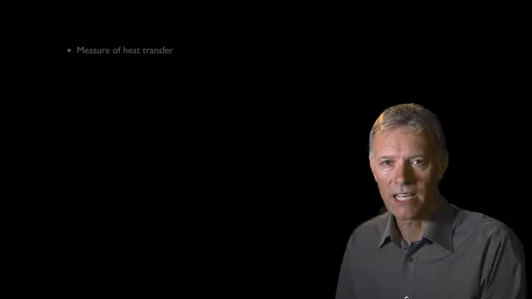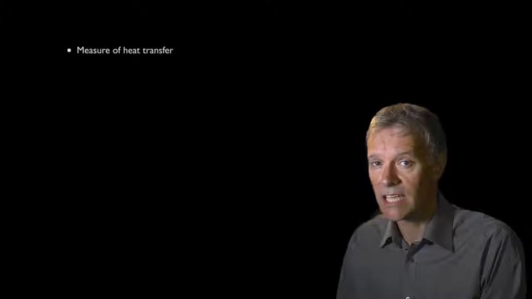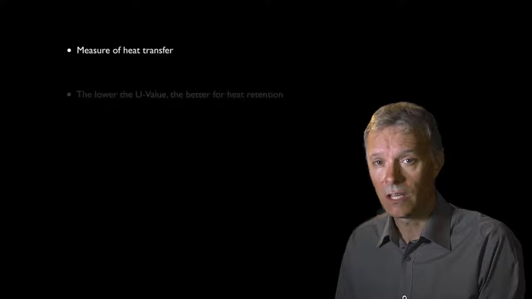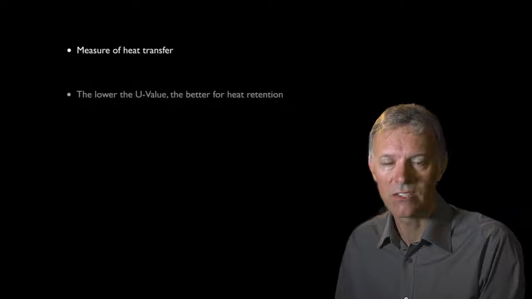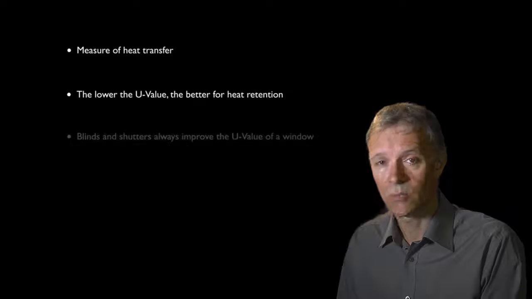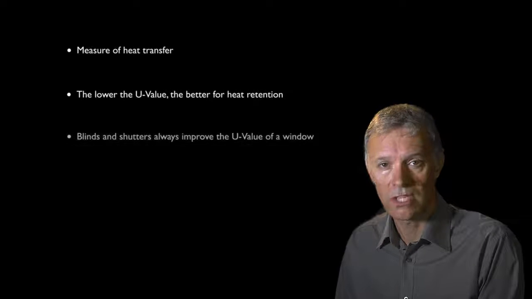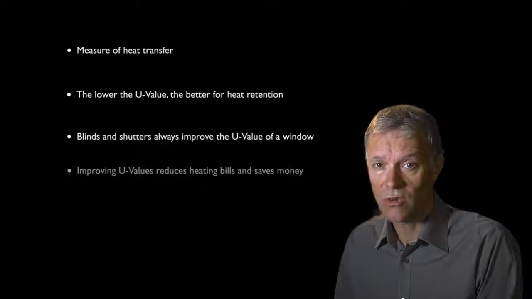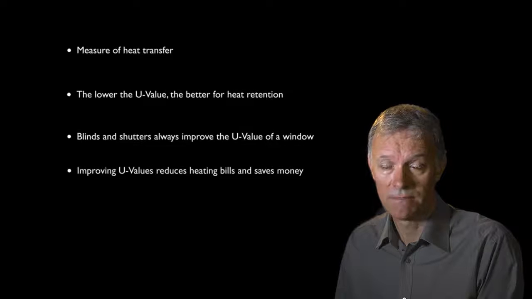So let's just recap. A U-value is a measure of a material's ability to transfer heat and indicates how effective the material is as an insulator. The lower the U-value, the better the insulating properties of the material. Blinds and shutters will always improve the overall insulation and the U-value of a window. Don't forget, improving the U-value will reduce your energy bills and save you money.